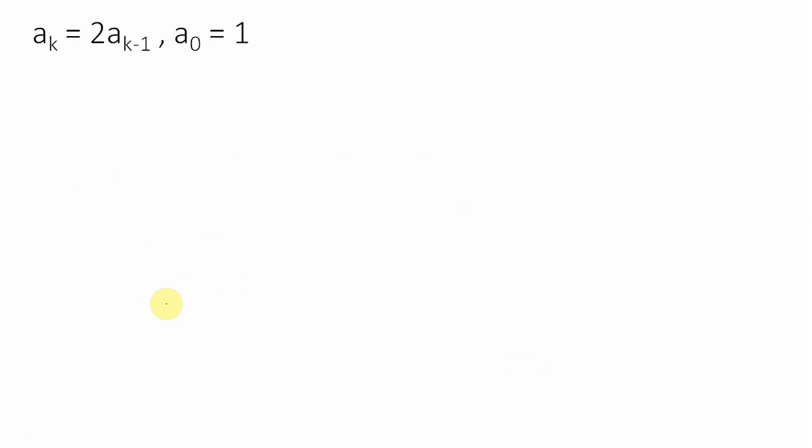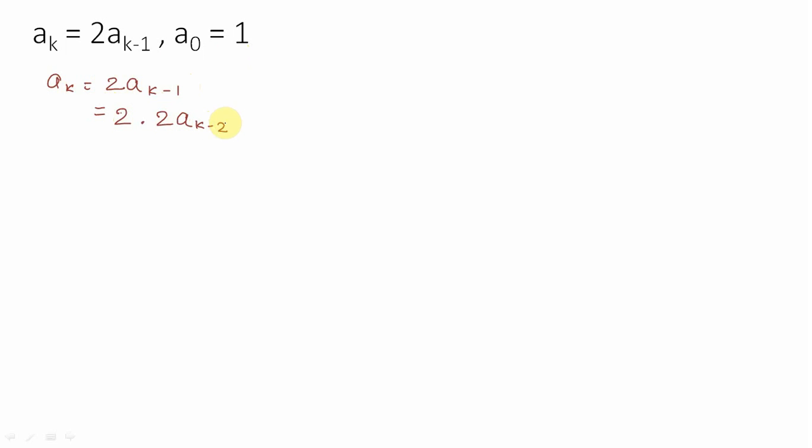Now this is a recurrence relation: ak is equal to 2ak minus 1, and I have been given the initial condition a0 is equal to 1. Now I have to solve this recurrence relation. I have been given ak is equal to 2ak minus 1.